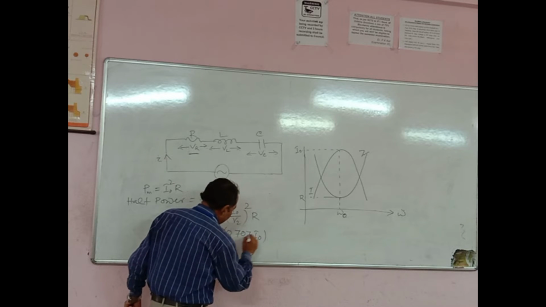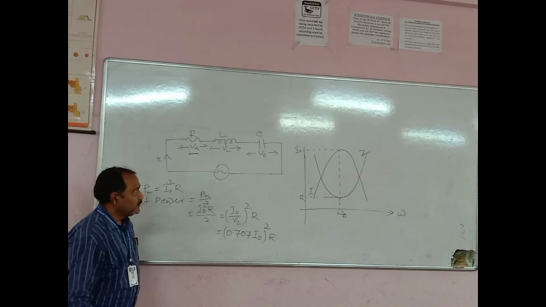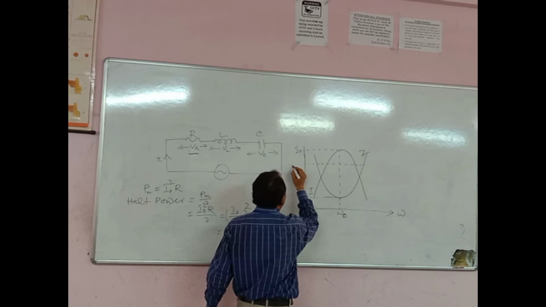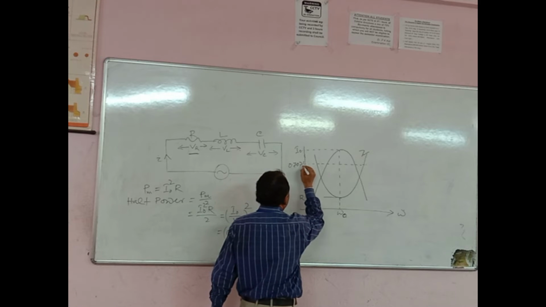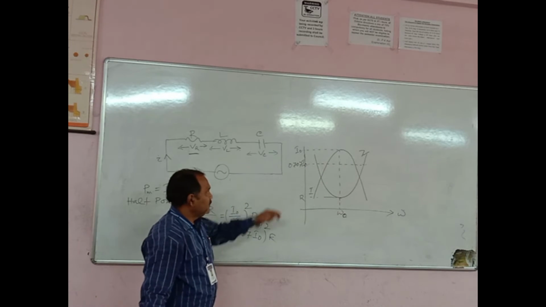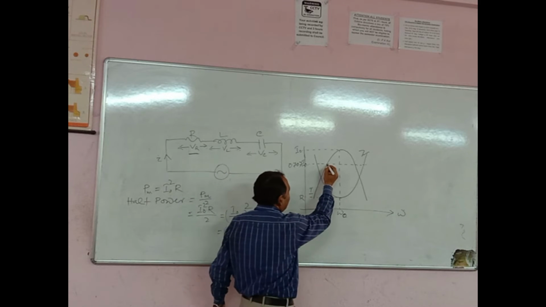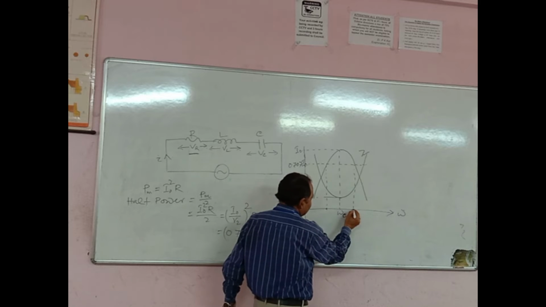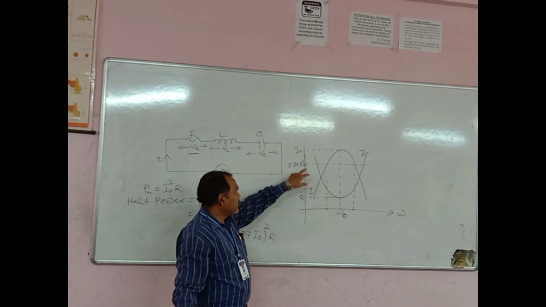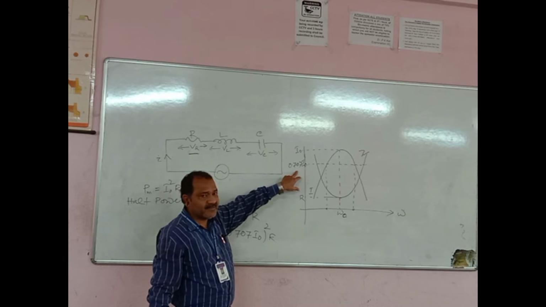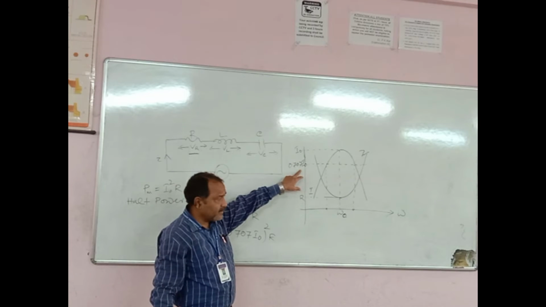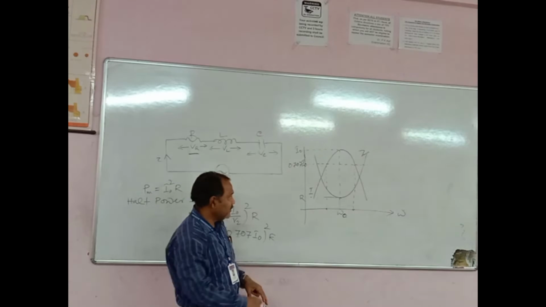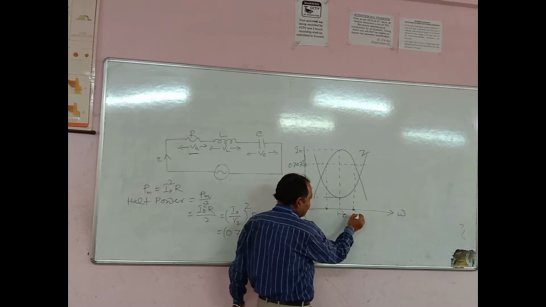I0 square into R. So if we draw a line here, this is 0.707 I0. That means these are the two points, this is one point and this is another point. So these are the two frequencies at which the current becomes 70.7% of the maximum current, and during that period the power is half of the maximum power. Therefore these two frequencies are known as the half power frequencies.